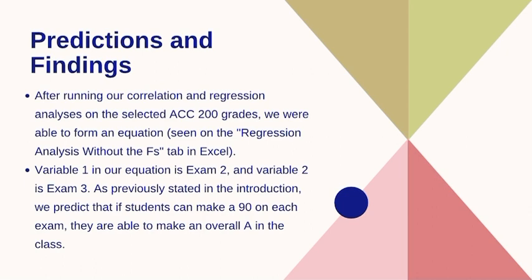As seen on the next slide, we formed our equation to find the exact grade numbers required to make that A average using Exam 2 as variable 1 and Exam 3 as variable 2. If students were able to meet the 90% mark on both tests and score 100% on every other graded assignment, the students could score a 95 overall in the class. This calculation is based off of a maximum of 500 possible points in the class.